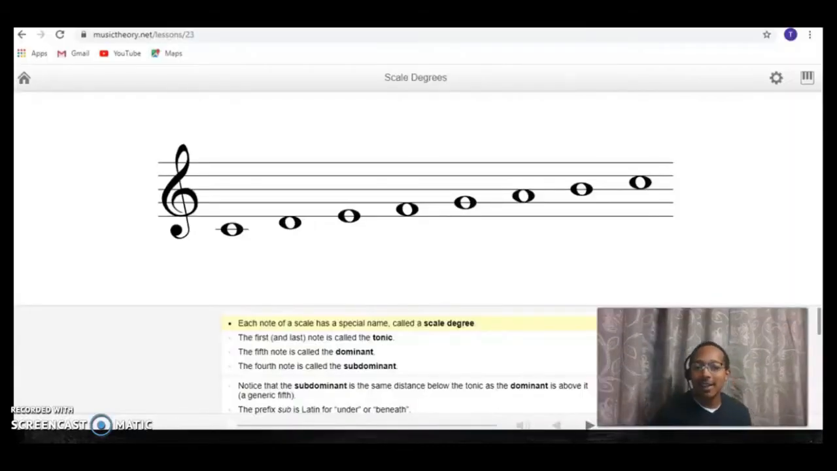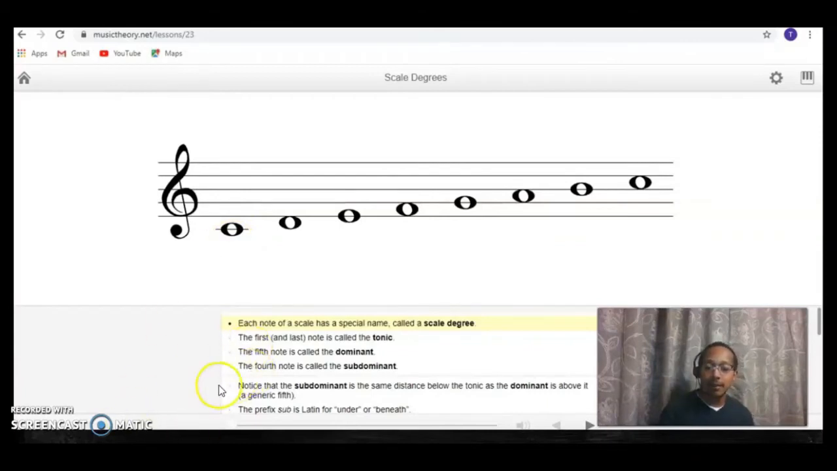Here is another look at scale degrees from musictheory.net. Understanding how these scale degrees work will help us understand more in our 12-bar blues when we talk about it shortly. So, as we know, each scale degree has a special name, and the first note is always going to be called the tonic. In this case, for today's lesson, our first note is here, and our tonic is going to be C, middle C.